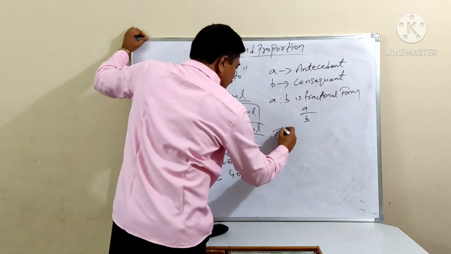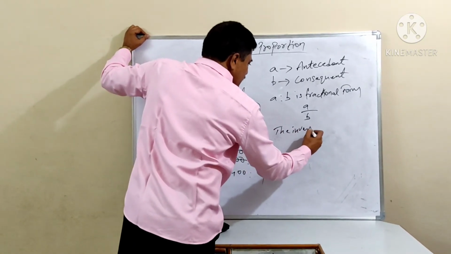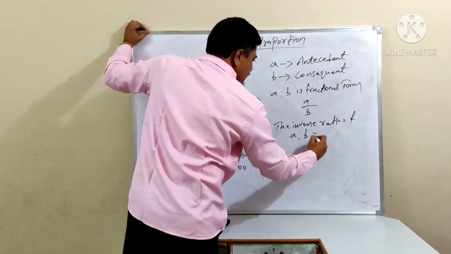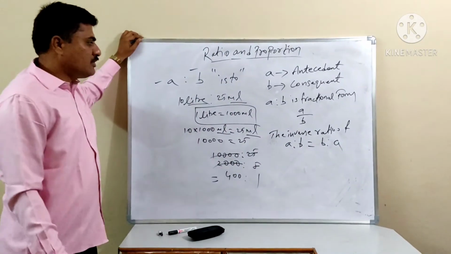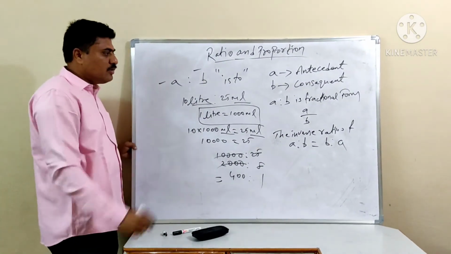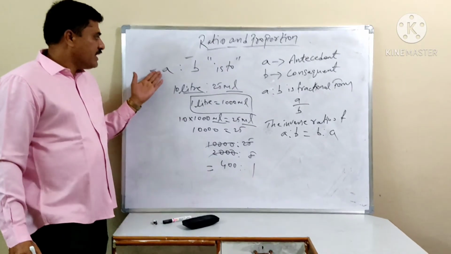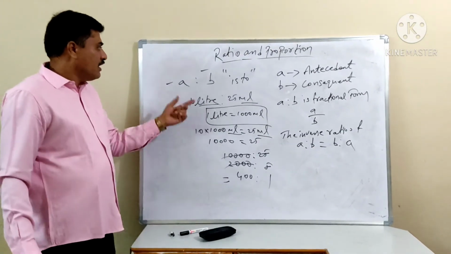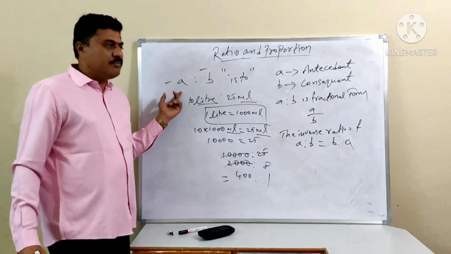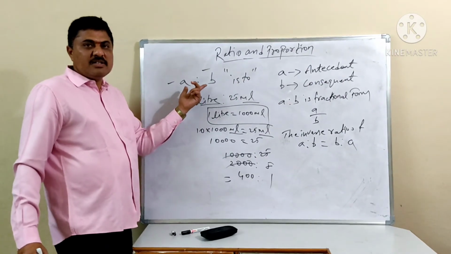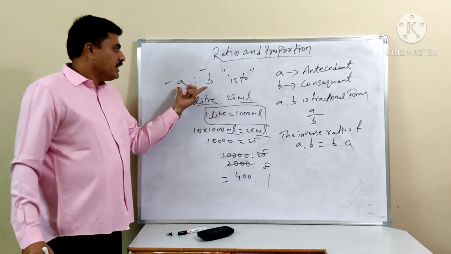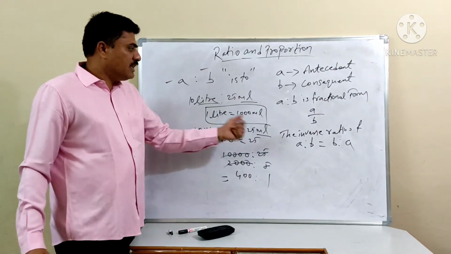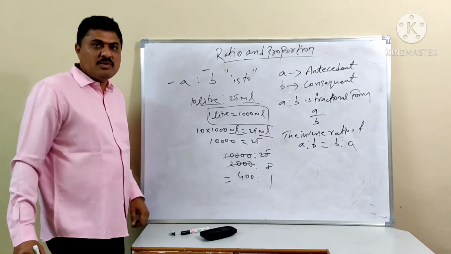Now the inverse ratio. The inverse ratio of A is to B is nothing but B is to A. Inverse ratio means reverse. We have to do B is to A. So here A is to B. Two quantities are there. It should be in the same units, then only you can find out the ratio. First quantity or first term A is called antecedent. Second quantity or second term B is called consequent. Ratio A is to B in fractional form can be written as A by B, whereas the inverse ratio of A is to B is equal to B is to A.